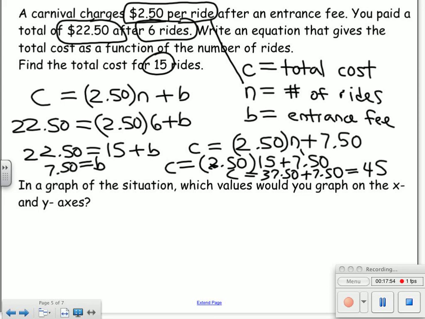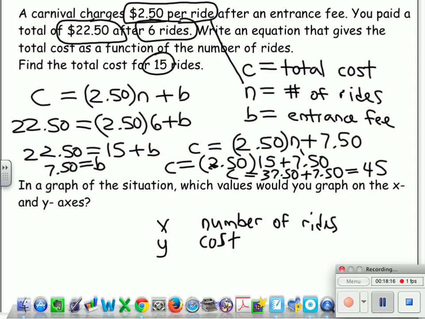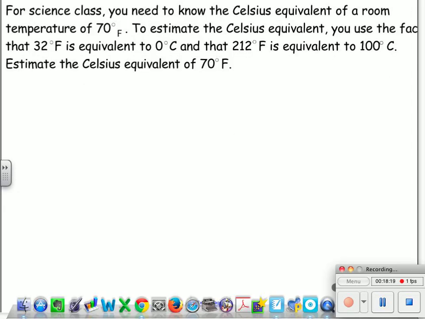Well, the x-axis, it's the dependent versus the independent variable. Well, what's the independent variable? The independent variable is going to be the number of rides. So that x is going to be the independent variable, so number of rides. And then y is going to be the cost, if we're to graph it in the traditional way.